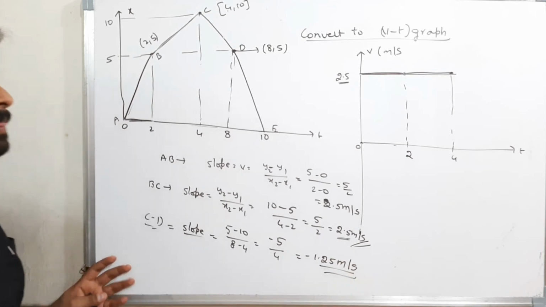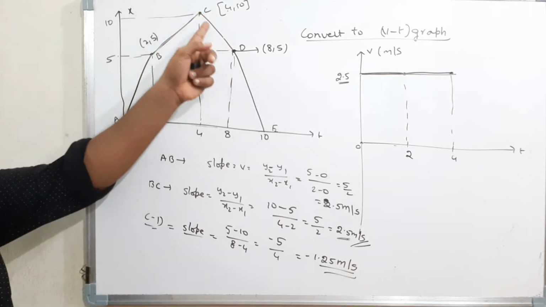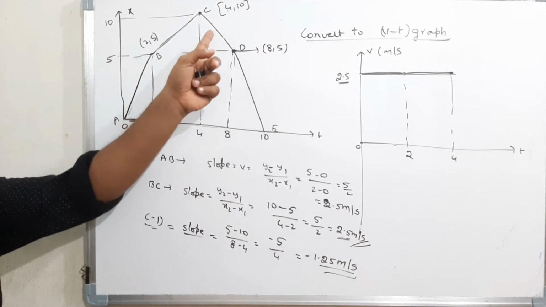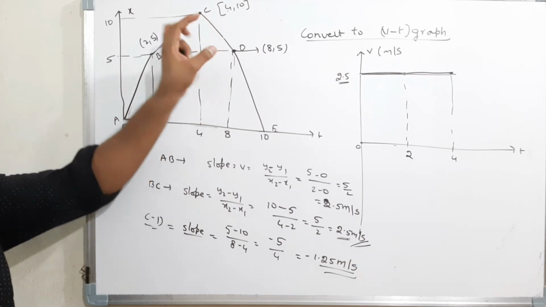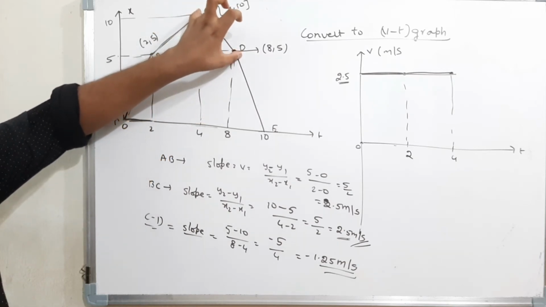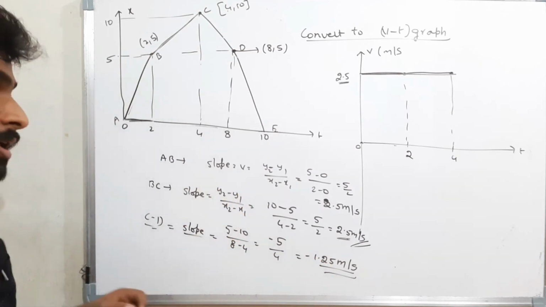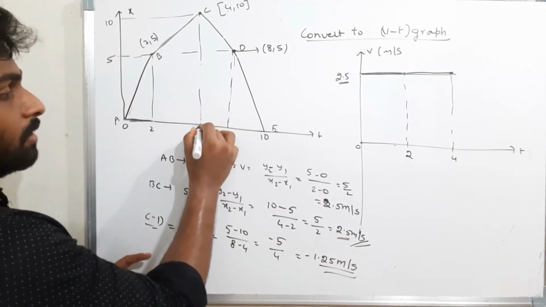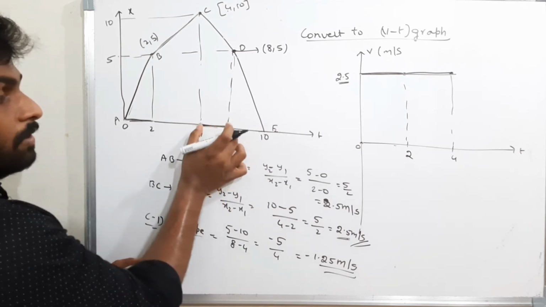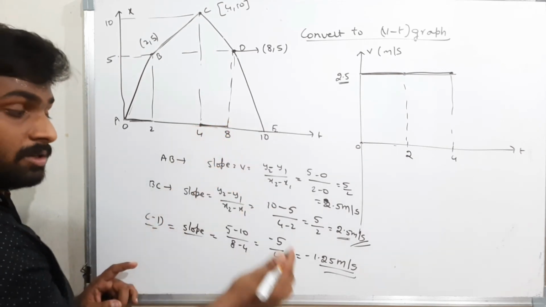That means here, from C to D, the displacement is decreasing. That means the velocity is negative. Therefore, what is the velocity value? Nothing but a slope. What is the slope of this line? The slope of this line is minus 1.25. The slope is nothing but velocity. That means from C to D, from 4 to 8 seconds, the velocity is minus 1.25.